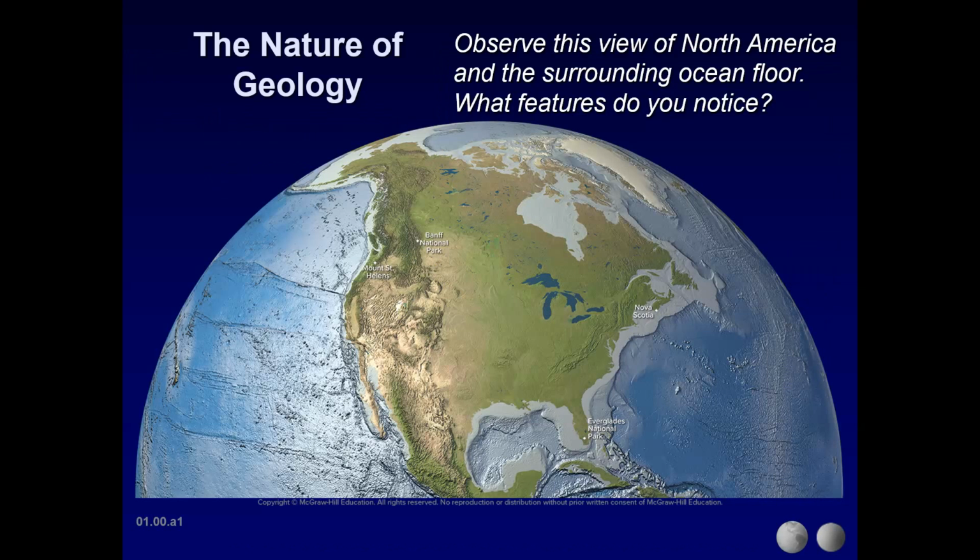So let's look at North America and the surrounding ocean floor. I'll ask you, looking at this, what features do you notice? There's a few key things to note here. Toward the west, we have an area of high elevation, the Rocky Mountains. We have Mount St. Helens. We have a lower interior portion of the continent. And toward the east coast, we have the Appalachian Mountains.